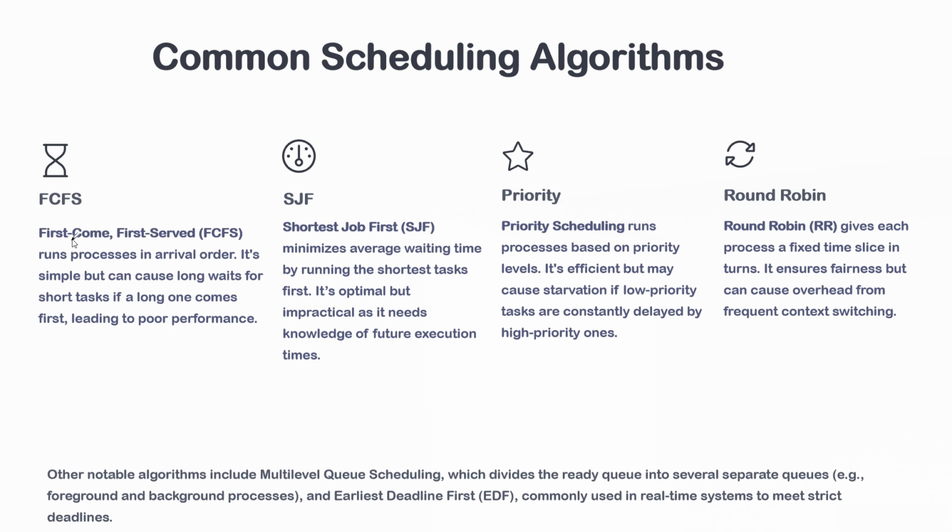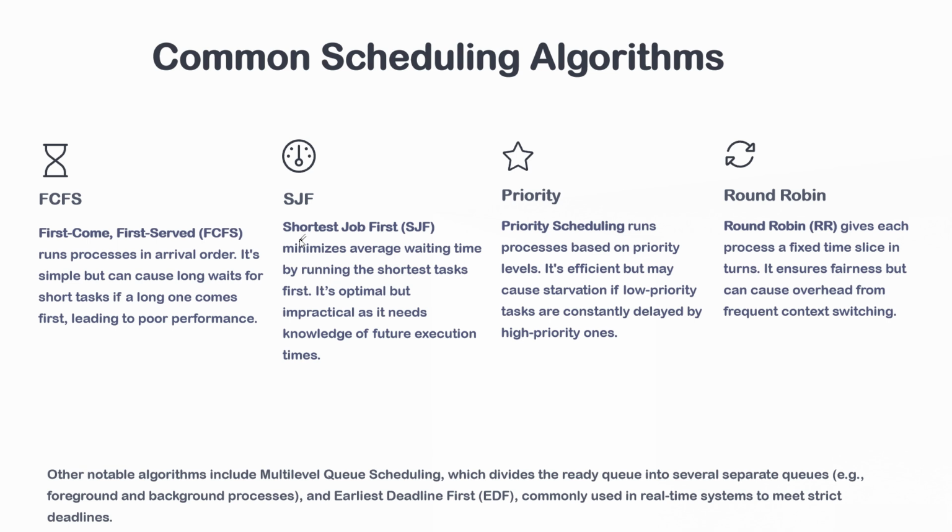FCFS, first come first serve. First come first serve runs processes in arrival order. It's simple but can cause long waits for short tasks if a long one comes first, leading to poor performance. If a very long task comes, then the short task will have to wait for a very long time, which can reduce the performance.